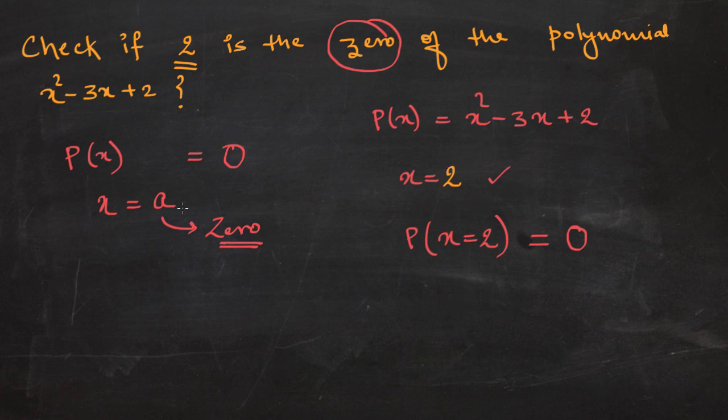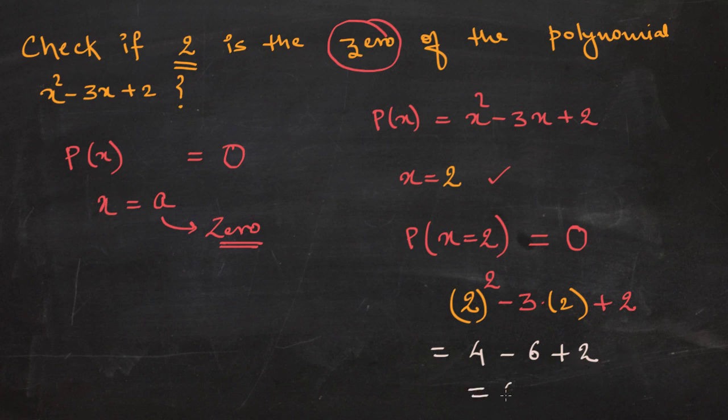So this would give us 2 whole square. Instead of x, we are substituting 2. So we have 2 square minus 3 times, again we have an x, instead of this x we would substitute 2, followed by 1 more 2. Let's try to solve this. This is equal to 2 square is 4, minus 3 times 2 is 6, plus 2. 4 plus 2 is 6, 6 minus 6 is 0.